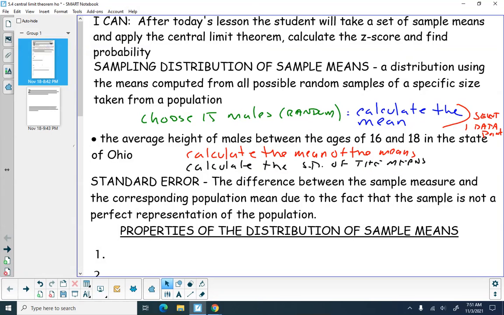It's a difference between the sample measure and the corresponding population mean, due to the fact the sample is not a perfect representation of the population. We're going to have an error. And once again, statisticians are okay with errors. They're okay with being off a little bit.